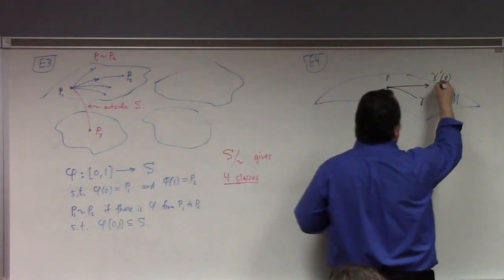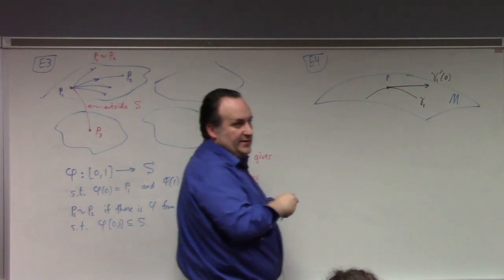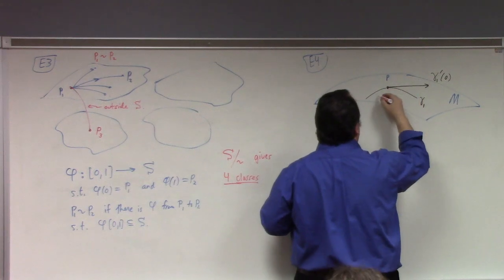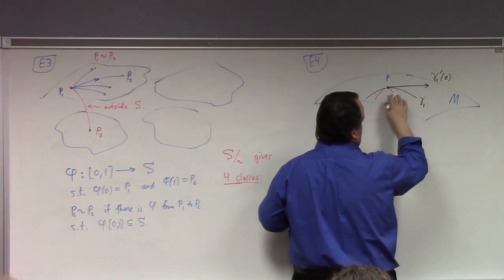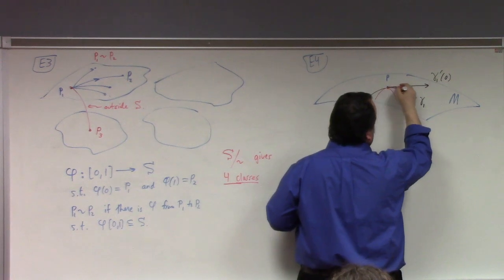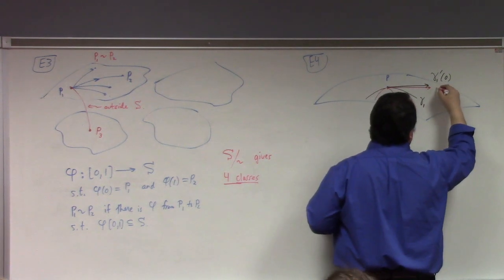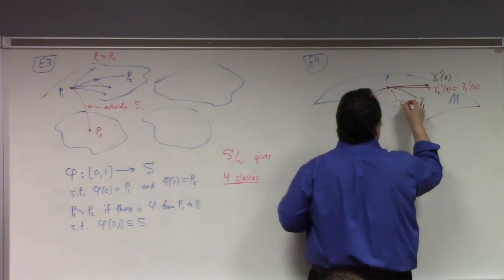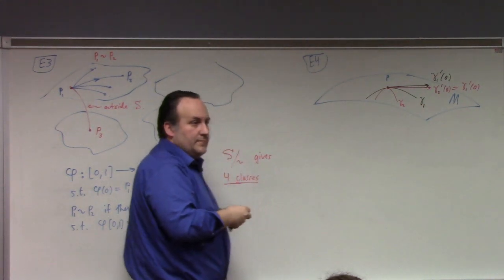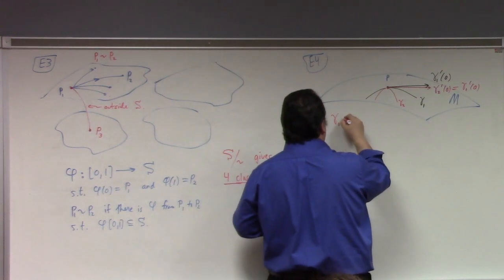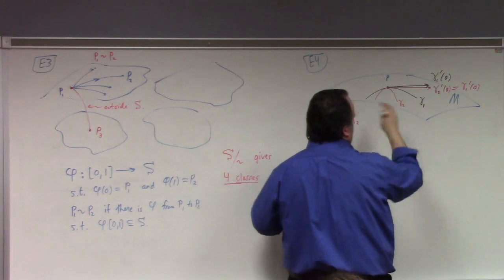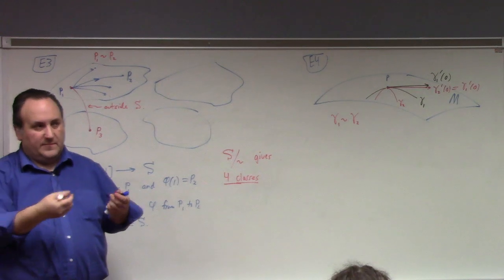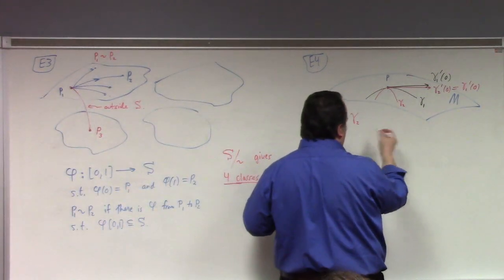Let me call this gamma 1. I can actually look at all possible paths that go through that point. Here's another one. It's a different path, but the way it hits the point, it has the same velocity vector: gamma 2 prime of 0 is equal to gamma 1 prime of 0. And I could say that gamma 1 is equivalent to gamma 2 in the sense that they're both paths which go through the point P and have the same velocity vector. That is in fact an equivalence relation.